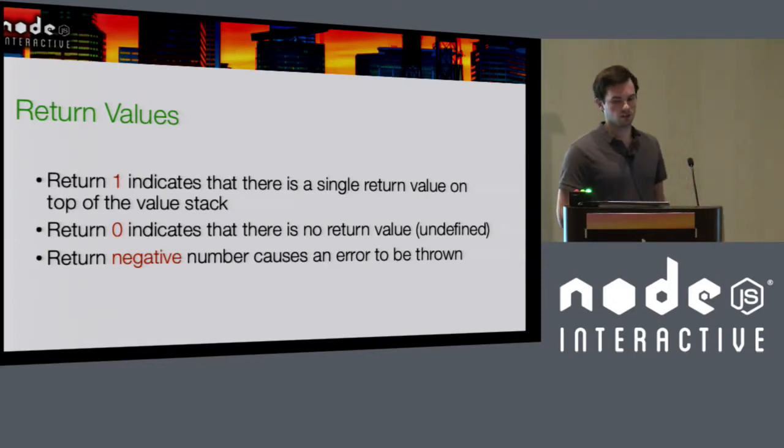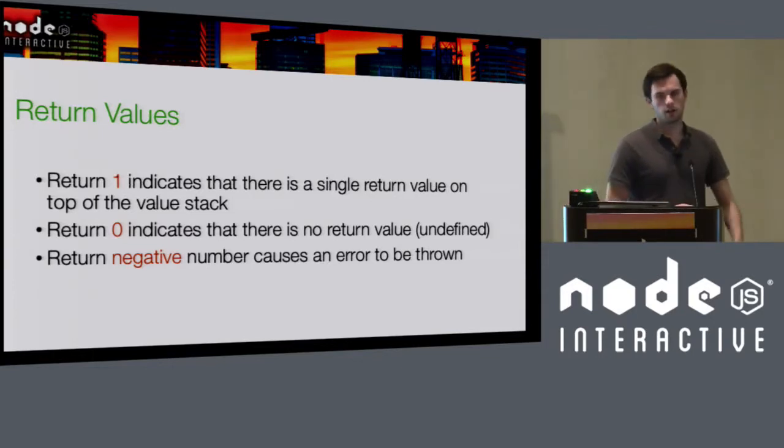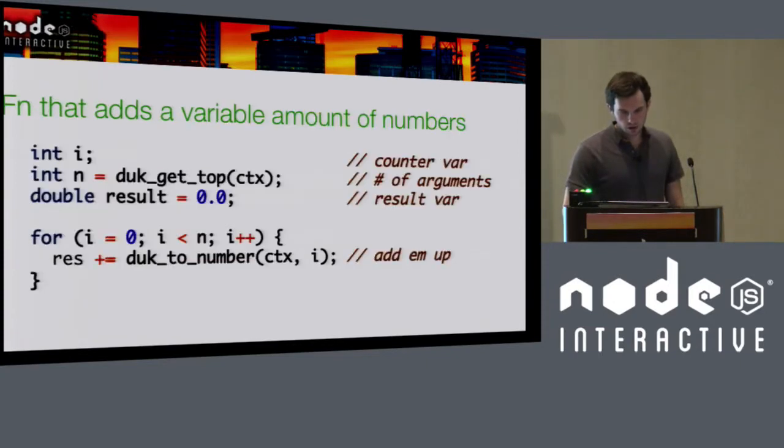You say 0 if there's nothing or undefined, as you all know. And you can return a negative number to indicate that there's an error, which causes an error to be thrown. So you can create a function that has a counter for a loop, gets the number of arguments that were passed in dynamically, has a double, and then counts up all the numbers.